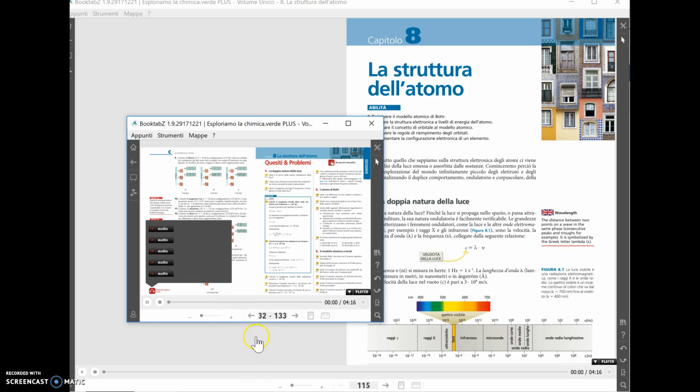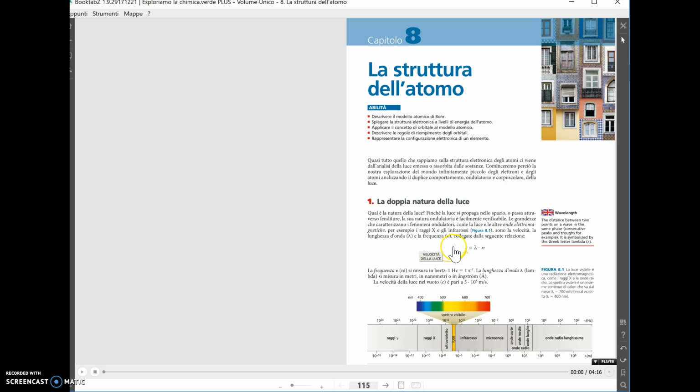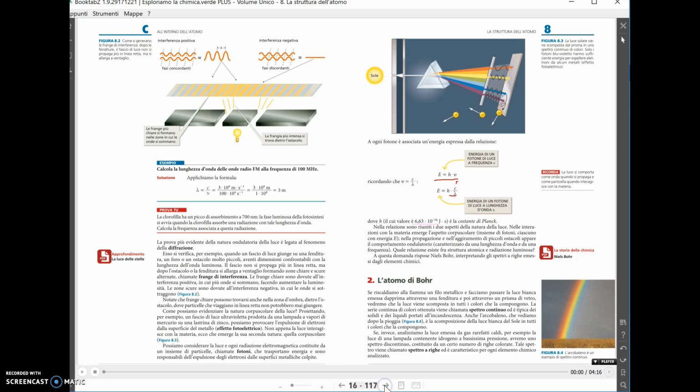Summing up. A. The dual nature of light. Light exhibits properties of both waves and particles, called the wave-particle duality. For example, as electromagnetic waves in diffraction experiments and as particles in the photoelectric effect.